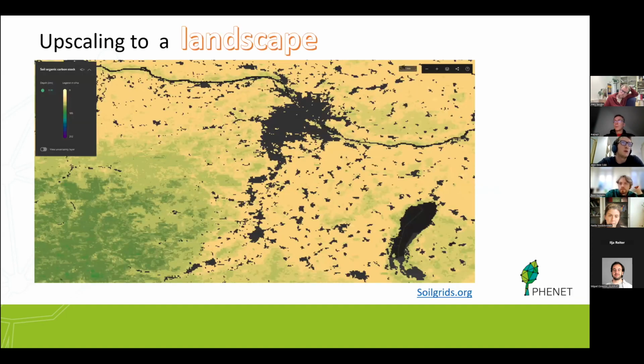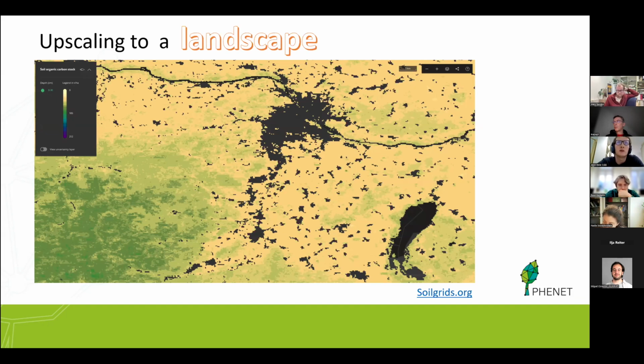Now I will talk a little bit more about upscaling to a landscape: predicting soil organic carbon stocks on a landscape level. Here is an example from soilgrids.org. This is a system for digitized soil mapping based on a global compilation of soil profile data and environmental layers. There are several hundreds of square kilometers represented here, so it's very large.